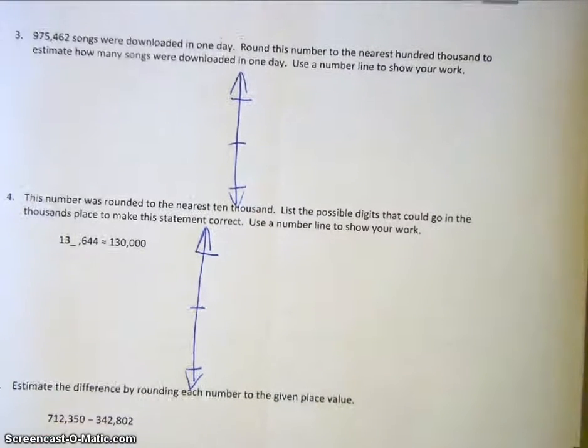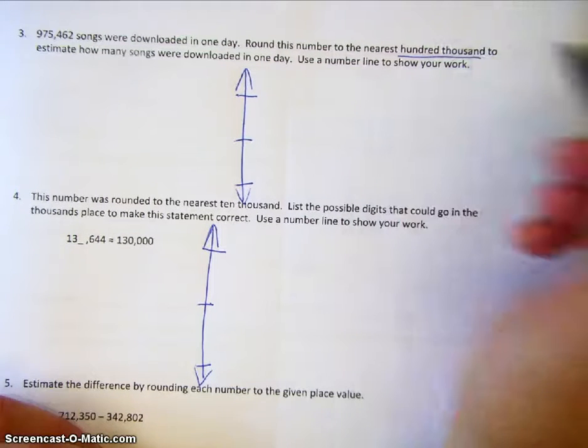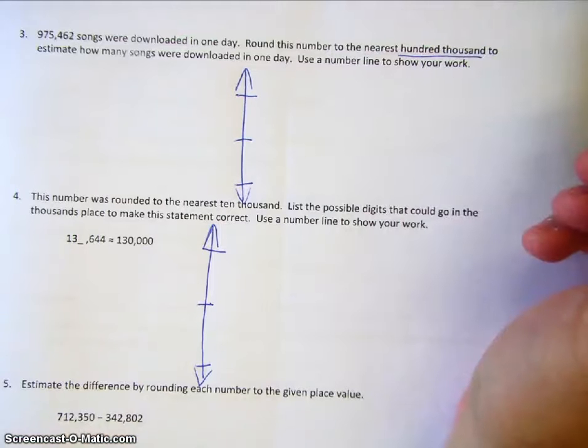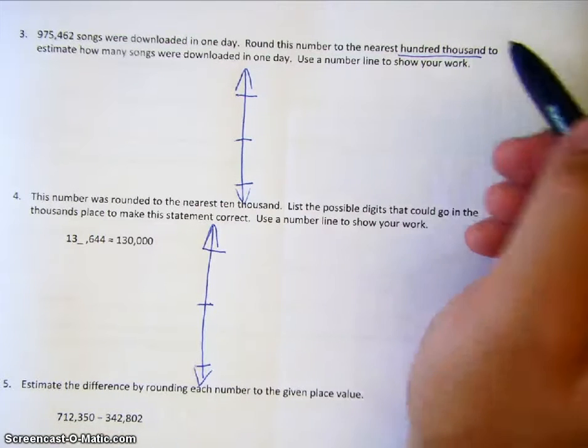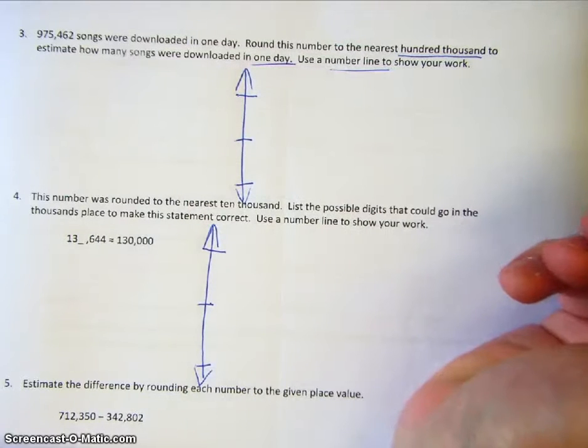You can see number 3. We have 975,000 songs were downloaded in one day. We need to round this number to the nearest 100,000 to estimate how many songs were downloaded in one day. And we're going to use the number line to show our work.